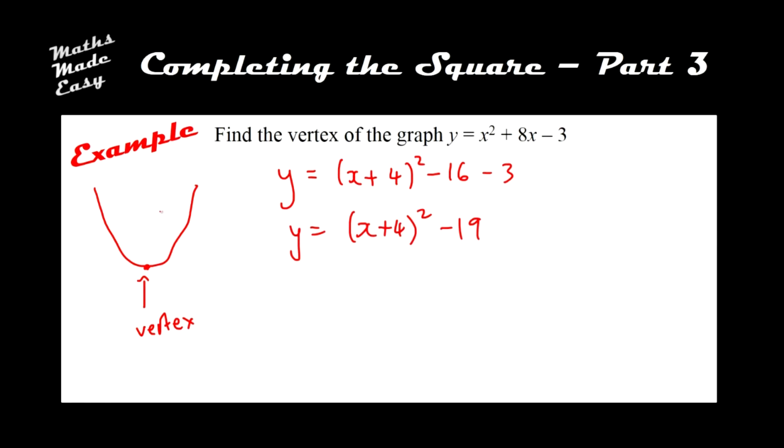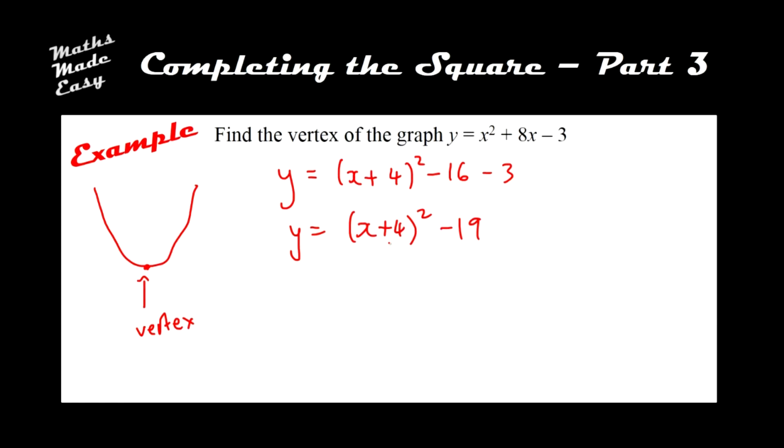Well, the vertex is achieved in this case by finding the lowest y value. So all of these points on this graph have a y coordinate, and at the vertex the y coordinate is as small as possible. So to make the y coordinate as small as possible, we need to make sure that this function here, which is equal to y equals x plus 4 all squared minus 19, is as small as possible. And the way we do that is we look at this bracket here. So this bracket here is going to be some number, and we do some number squared.